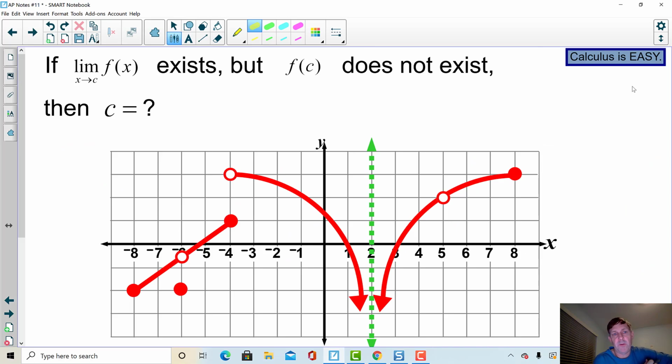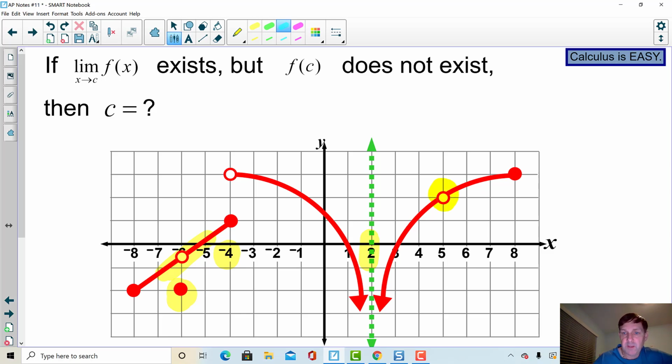Okay, this example is a little bit of a puzzle. We're looking for something where the limit exists, but the function at that spot does not exist. You can see when x is -6, the limit exists as x goes to -6, but the problem is the function also exists, and that's not what we want. The limit does not exist at -4. It also does not exist at 2.